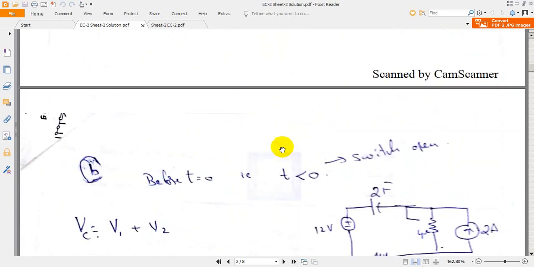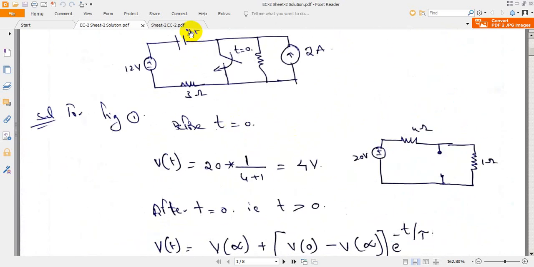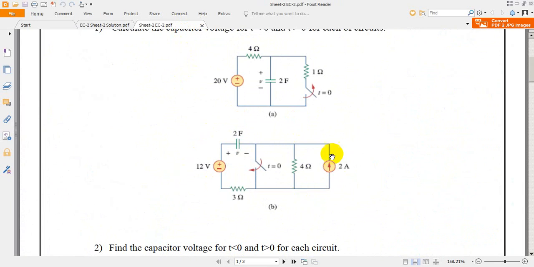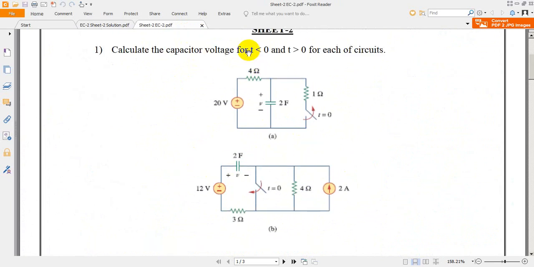Coming to the second circuit, if we go to the problem, we have this second circuit. Here also we need to evaluate the voltage across this capacitor when t is less than 0 and t is greater than 0. It means before the switching operation, what is the voltage here? After the switching operation, what is the voltage here? And the initial condition: the switch is open.